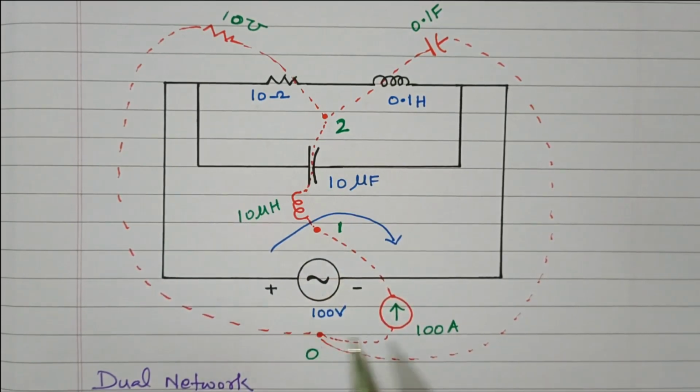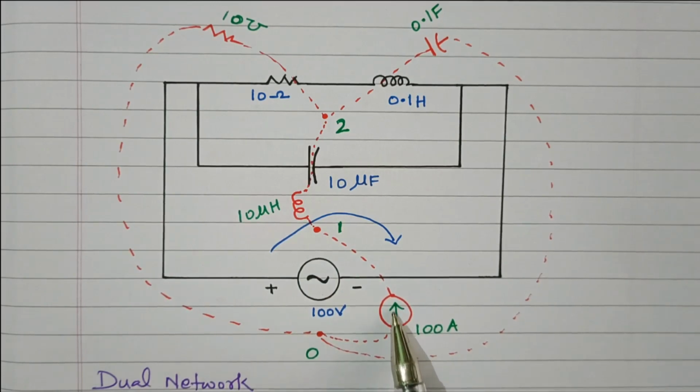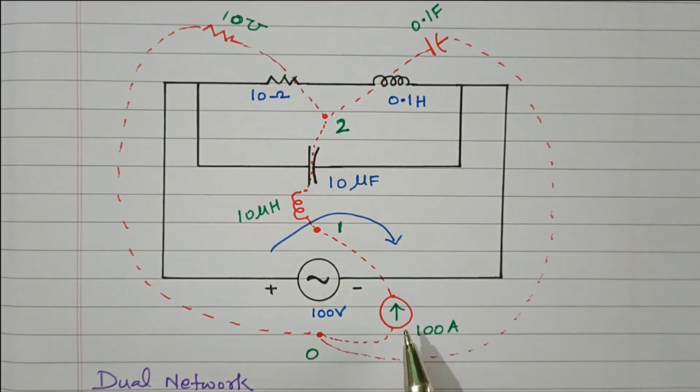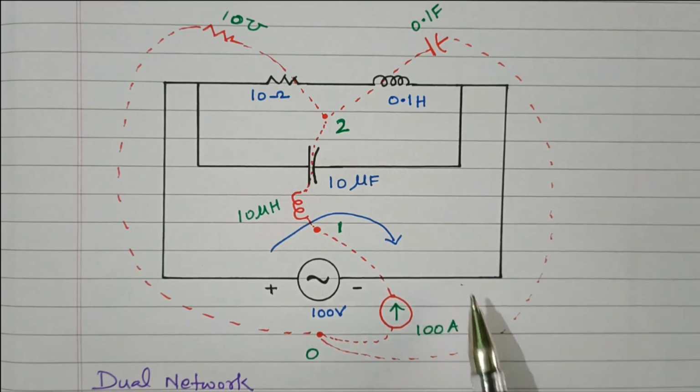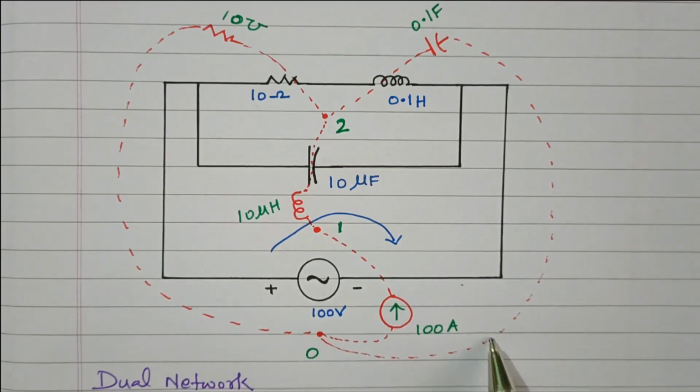So the rise in potential. So the voltage also rising, going upward. The current also going in the upward direction. Right. So now all the elements are converted. Black color lines are the original network. Red color lines are the dual network.